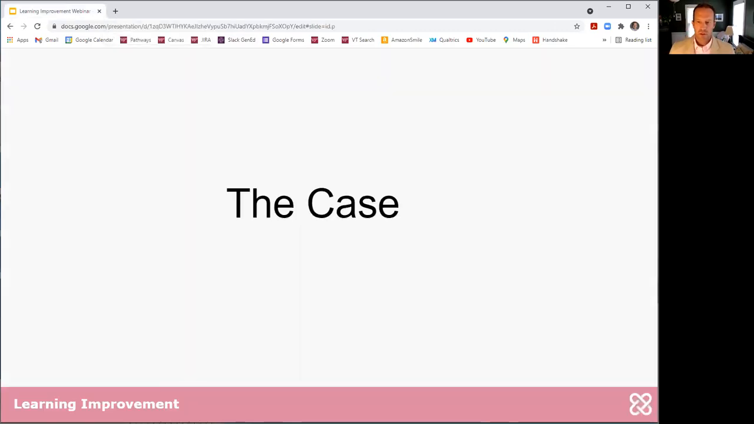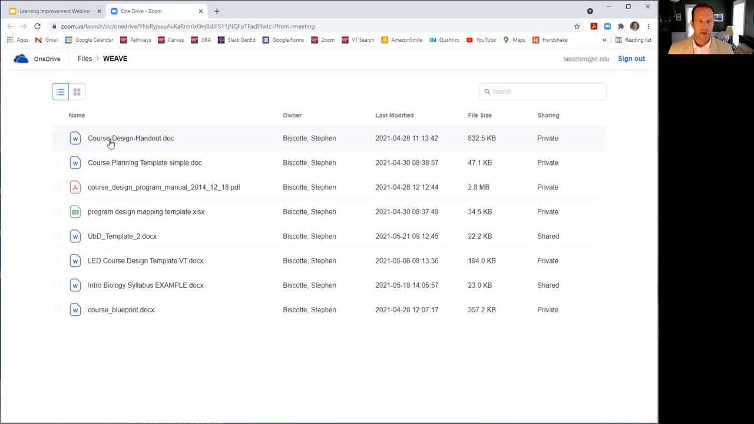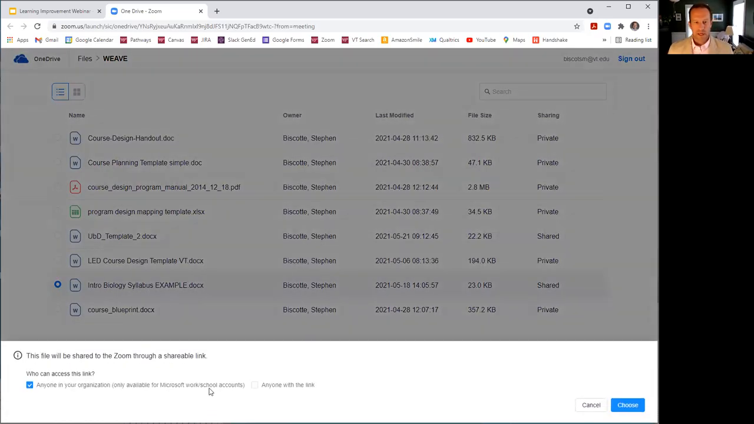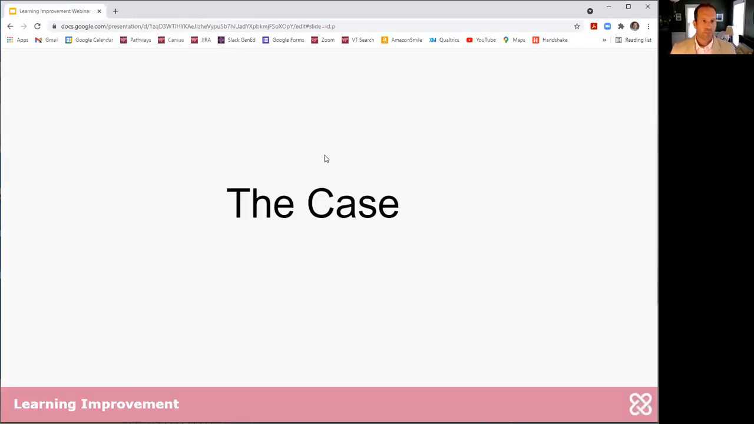And then there's one more, which is going to be a sample biology syllabus. As Sherry mentioned, I was a biology undergrad. And so I picked a random biology syllabus offline, Googling biology syllabus. So it is now in the chat as well. So this is the case we're going to use. You should see intro biology sample syllabus example.